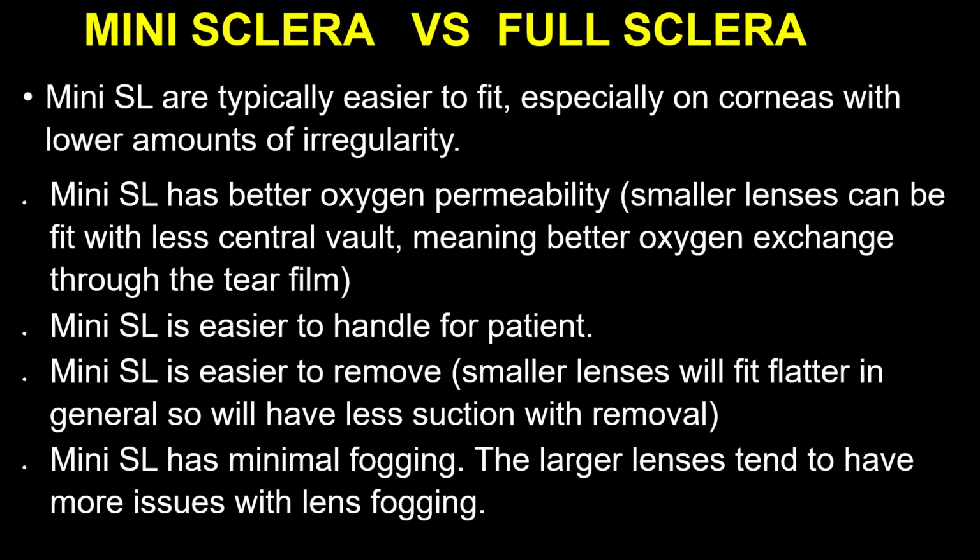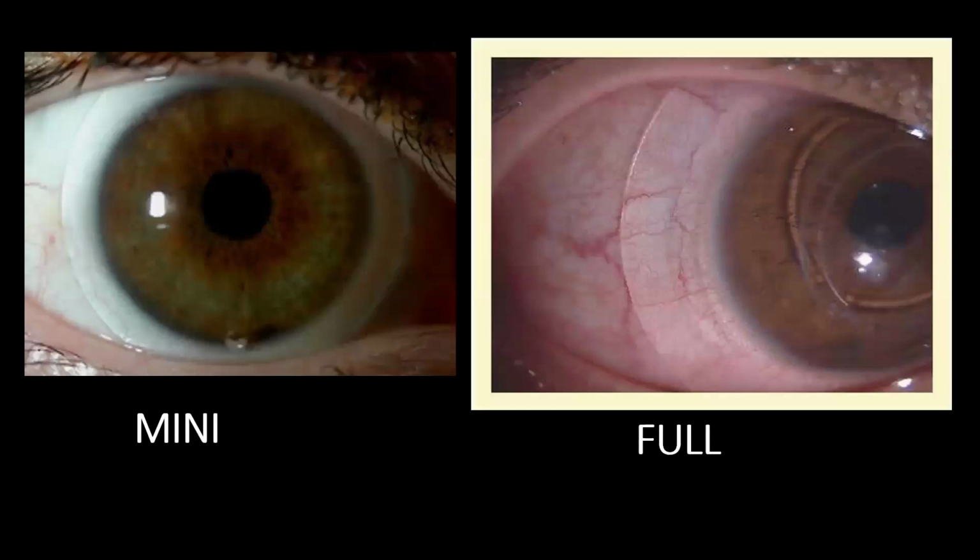So the smaller the fluid reservoir, the better the clarity. Look at this, it is easy to explain here. This is the limbus, and this is where the contact lens is sitting, so the distance is smaller. Now look at the image on the right-hand side. This is the limbus, and this is where the lens is sitting, so the distance is quite a bit larger. This is the full scleral contact lens, and this is the mini scleral contact lens. That arrow shows you what I am trying to explain.